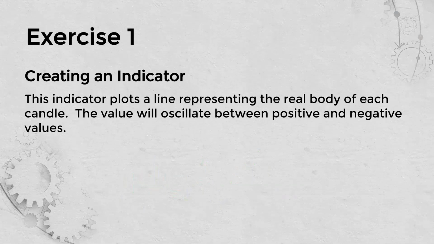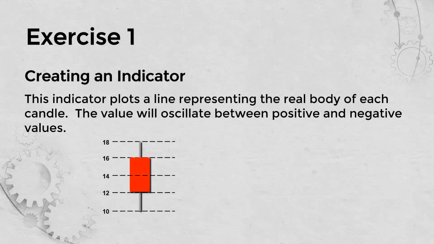So let's go ahead and do our first exercise. We're going to create an indicator which is going to plot a line representing the real body of each candle. The real body will oscillate, or this value will oscillate, between positive and negative values. For those that are familiar with the candlestick concept, the real body of a candle is the difference between the open and the close.